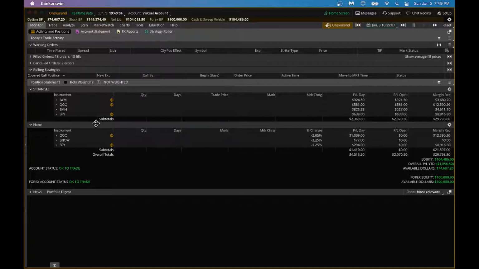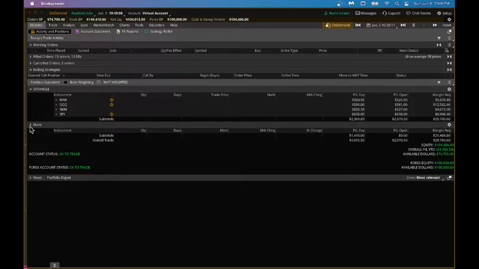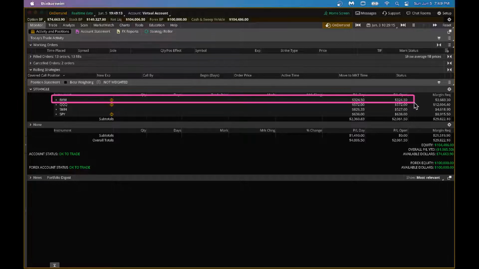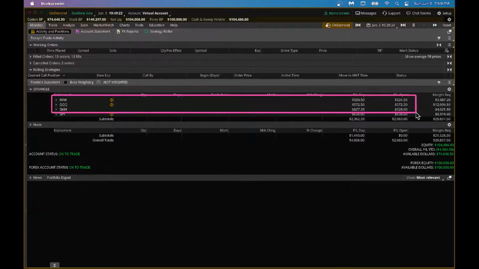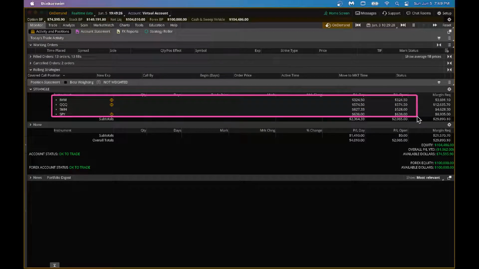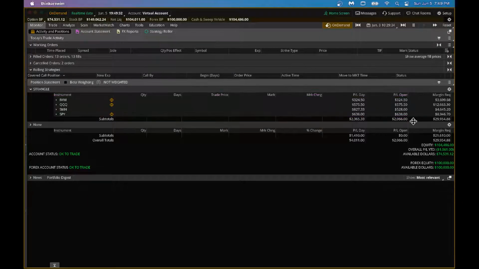As you can see here, we sold a couple things here. We sold IWM here, which is Russell 2000. Looks like we made nice money here, $324. Next is QQQ. We made a nice $572. And we made around $528 in SMH. SPY we made around $638. Overall, we made $2,066. Great strategy.